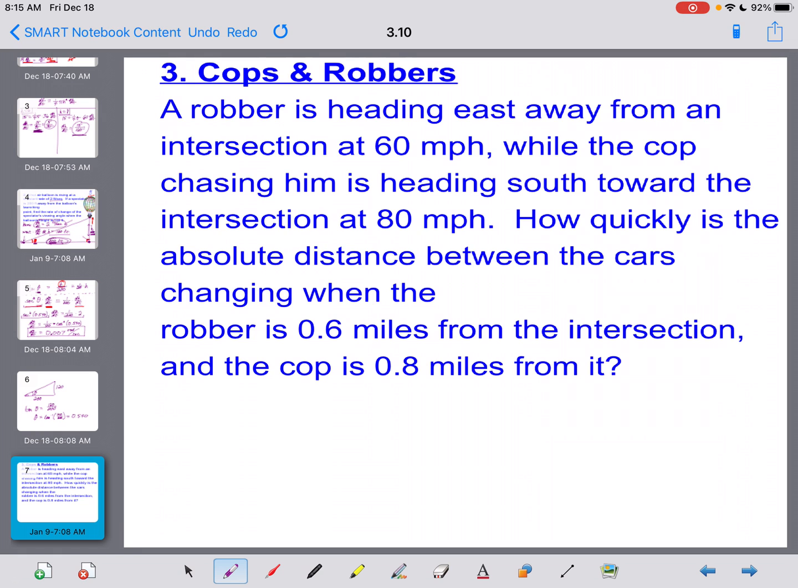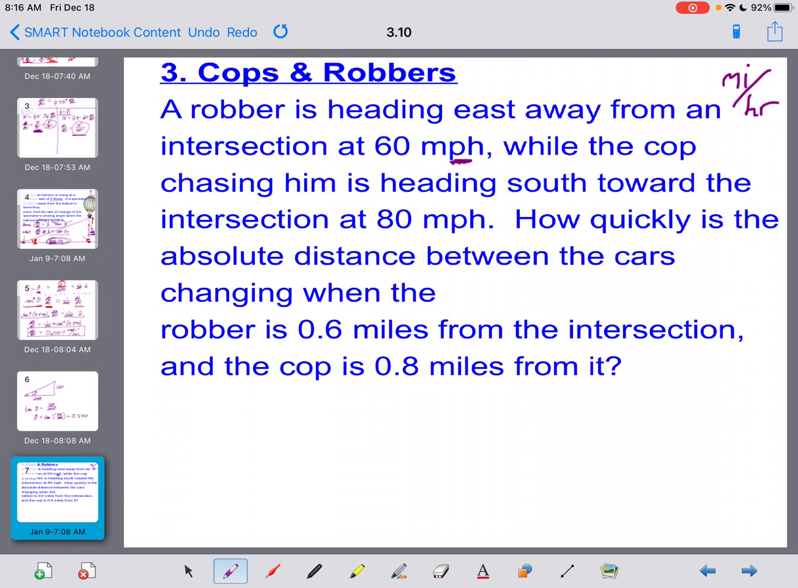We hear miles per hour so often that we forget sometimes that that P right there means per. Miles per hour is actually a rate, everybody. Miles divided by hours. And that might tell you something. That's a derivative. That's a rate of change. So a robber is heading east away from an intersection at 60 miles an hour.